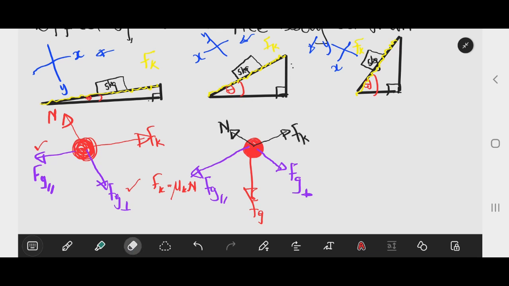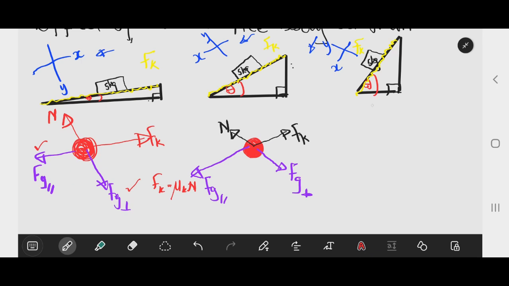Okay, so noting the differences between the two free body diagrams is that when you increase the angle of inclination, Fg parallel increases. Okay, Fg perpendicular decreases, and when Fg perpendicular decreases, the normal force decreases and the friction decreases. Okay, so when you increase the angle of inclination, all the forces decrease besides Fg parallel, okay, because Fg parallel increases.